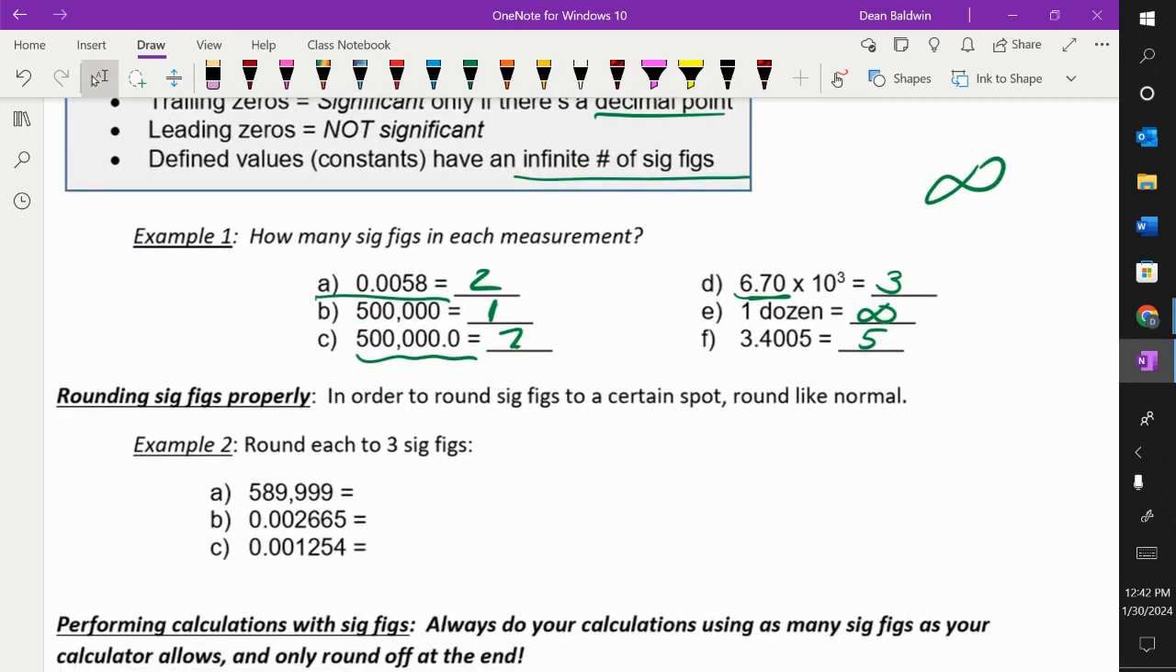Rounding. 589,999. What are we rounding to? 3 sig figs. 589,999. What does it round to? 590,000. I would write it in scientific notation, like 5.90 times 10 to the 5. Scientific notation to me is always easier for sig figs.